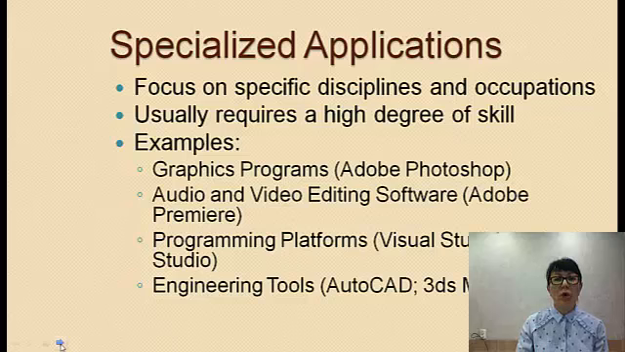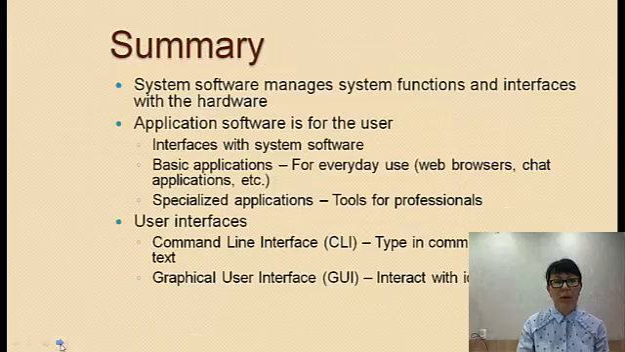Specialized applications focus on specific disciplines and occupations and usually require a high degree of skill. For example, graphics programs, audio and video editing software, programming platforms, and engineering tools. So, system software manages system functions and interfaces with the hardware. Application software is for the user. User interfaces have two types, such as command line interface and graphical user interface.